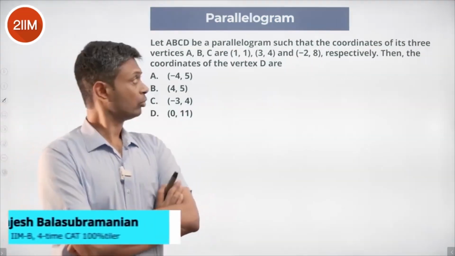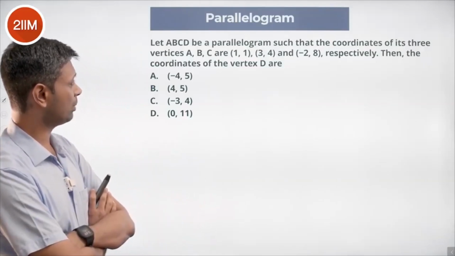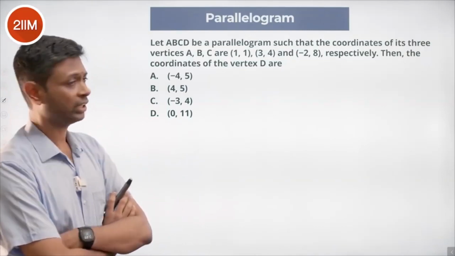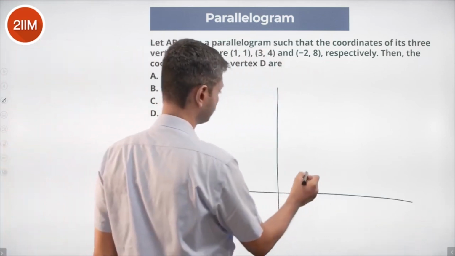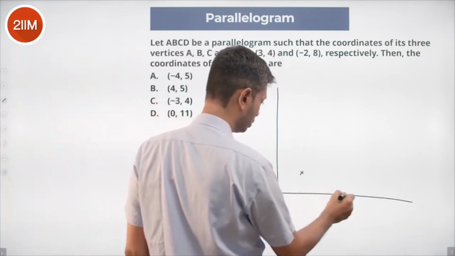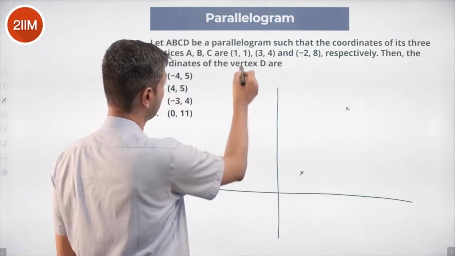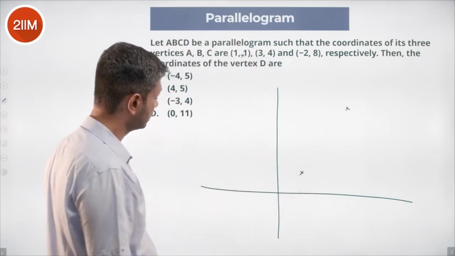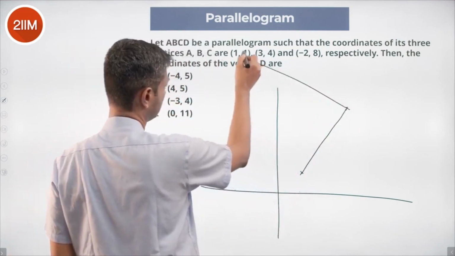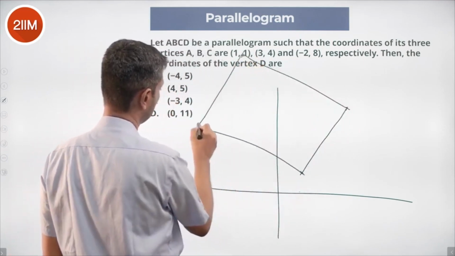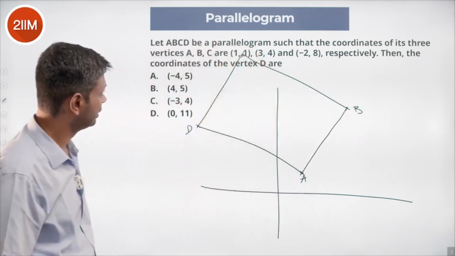Let ABCD be a parallelogram such that the coordinates of its three vertices A, B, C are (1, 1), (3, 4) and (-2, 8) respectively. Then the coordinates of the vertex D are, nice. 1, 1, this will be A. 3, 4. Minus 2, 8, somewhere here. This is a parallelogram, so it goes like this, like this. It should be D. This is A, B, C somewhere there. This should be D. How do we do this?